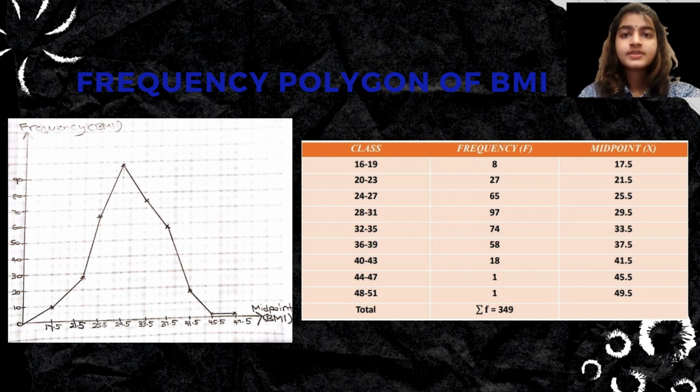Then there are two classes that have the same frequency, that is 1. The midpoints of these classes, 44 to 47 and 48 to 51, are 45.5 and 49.5.